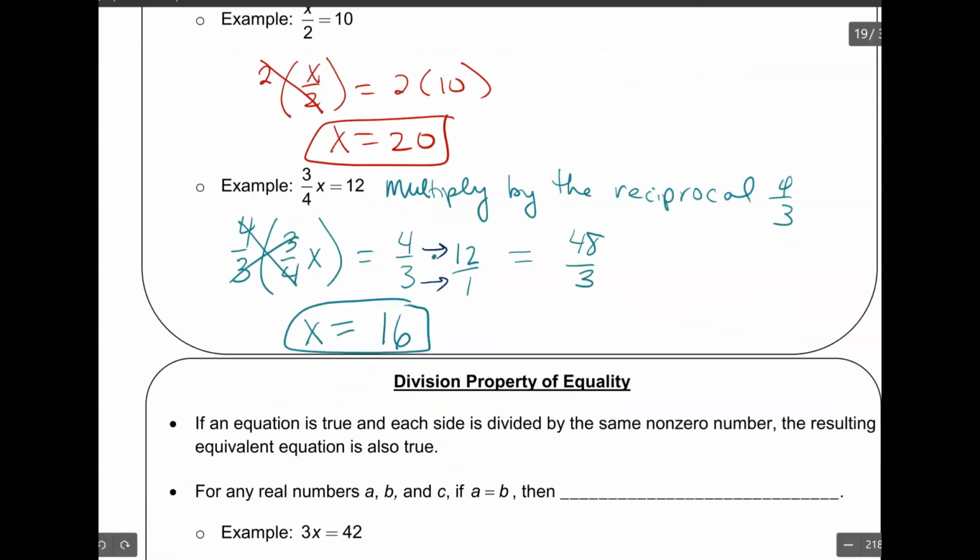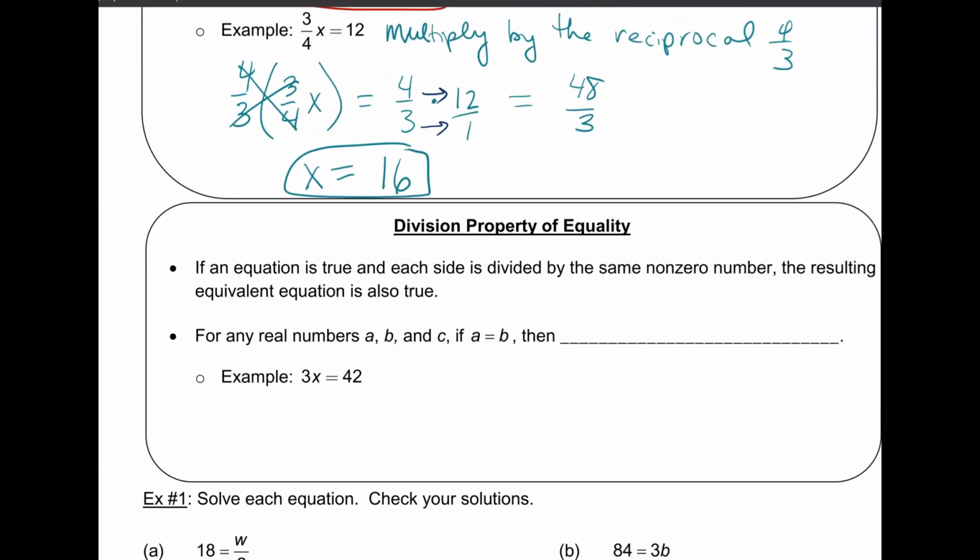Division property of equality. If an equation's true, the thing is, if you divide the left side by a number, you have to do the same to the right side of the equal sign as well. So if I take A and divide by C, I have to do the same thing over on the right side. So if I want to solve for x here, if I'm dividing the left side by 3, I also have to divide the right side by 3. What you do to one side of an equation, you have to do to the other. All right, 42 divided by 3 is 14.